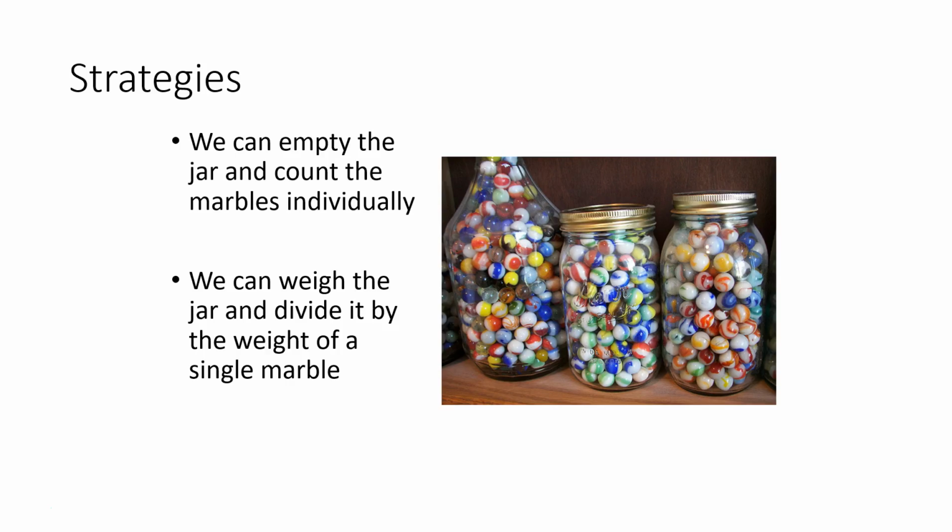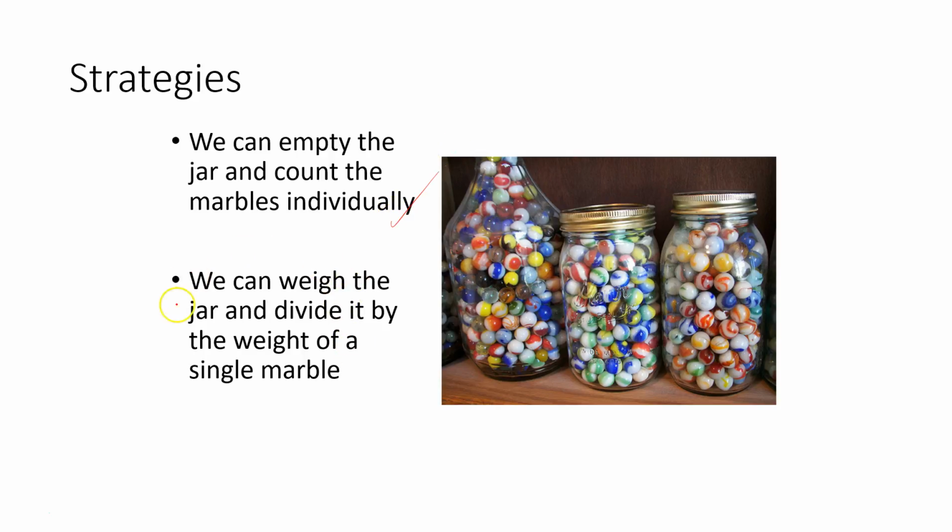So, what are the strategies for doing this? Well, the first thing we could do is empty the jar and count out the marbles individually. Every time we remove a marble, we count that as one operation. And if we have 1,000 marbles, then we have 1,000 counting operations in order to find the number of marbles. So that is one approach.